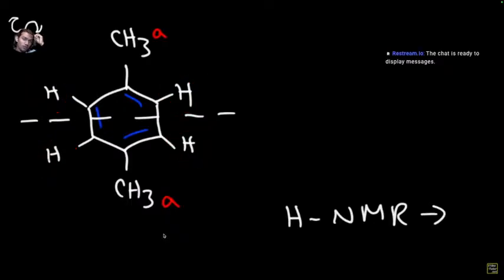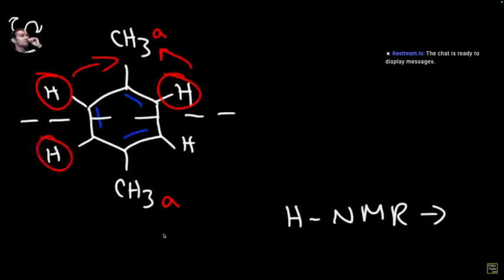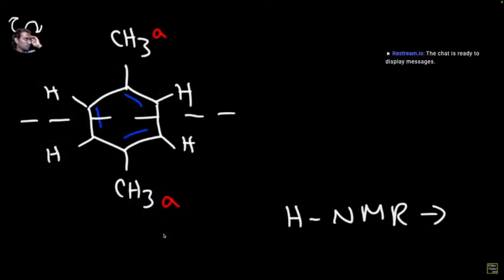And at the same time, these two are identical to each other. They're 1 unit away from the methyl group. And these two are also 1 unit away from this methyl group. So it's B. All 4 of those hydrogen atoms are identical to each other. They show up as one signal. So thus we have a total of 2 different signals in the H-NMR spectrum.